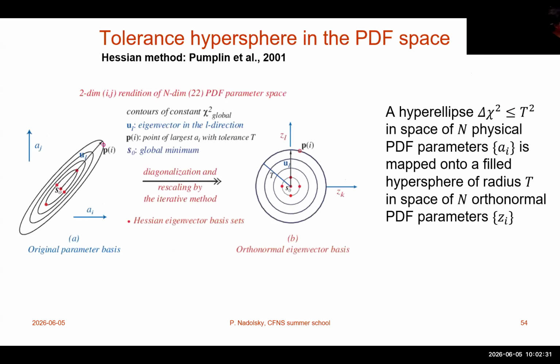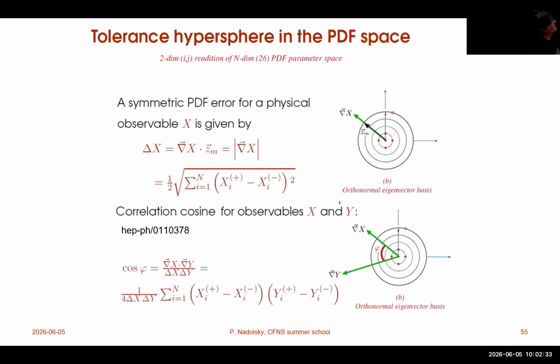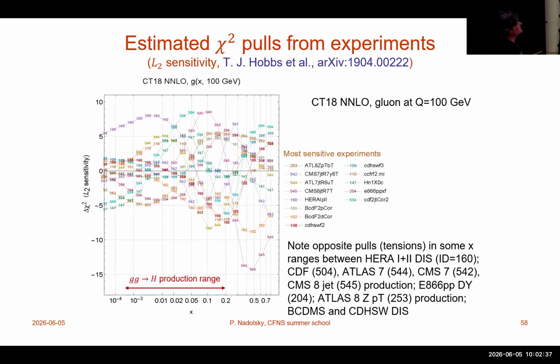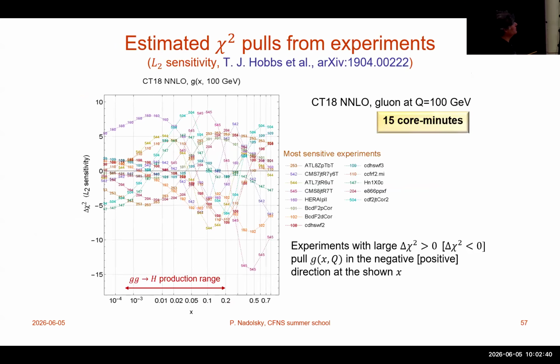Then I have a number of slides showing how the sensitivities work. I'll probably skip them and you please read them. They're quite straightforward. Maybe just show some examples. One thing you can do, as shown in this paper, is take a PDF flavor of your interest, for example, the gluon, and plot it as a function of x on the horizontal axis.